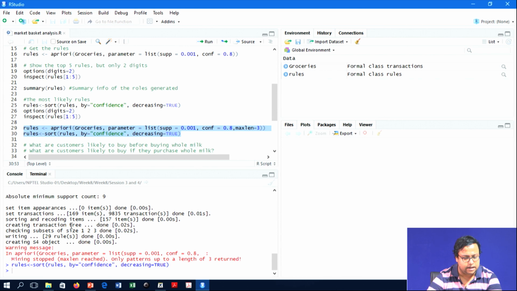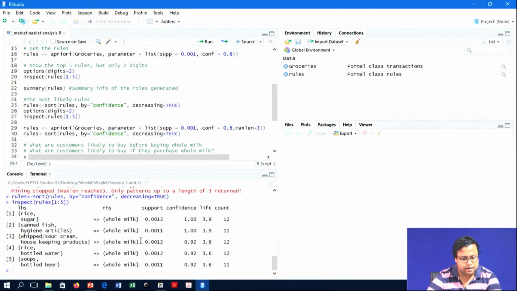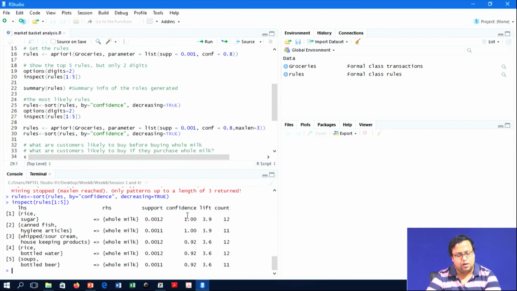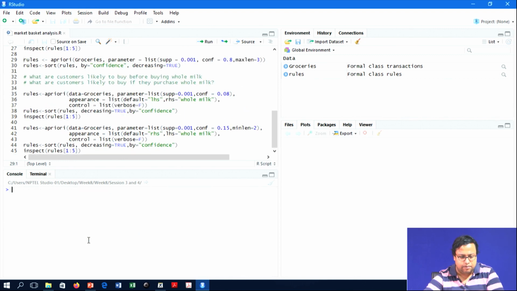So, I have created them and now if I just inspect them, you see the maximum items are 3 in all the cases, not more than that. Again the confidence is very high, but the support is small. This kind of changes, this kind of playing you can do. I will do 2 more playing and then I will close.